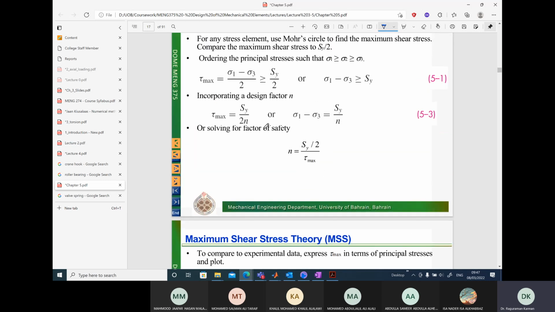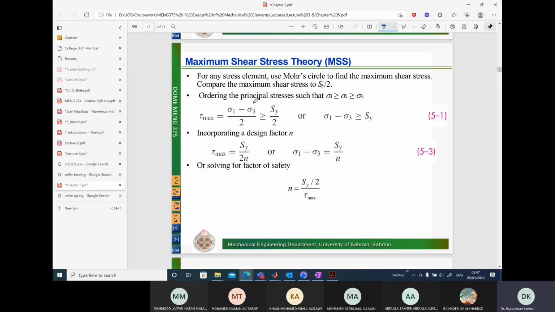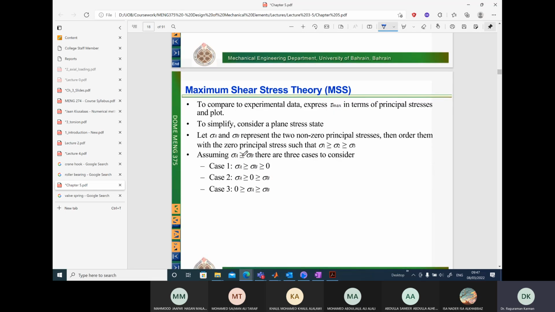Now let's take the different cases where sigma 1 and sigma 3 are both positive, or one of them is positive and one of them is negative, different cases into account. So there are 3 cases we can come up with here. Both sigma 1 and sigma 2 are positive. So we take the sigma 1 value as sigma A, sigma 3 value as sigma B, and then continue here.